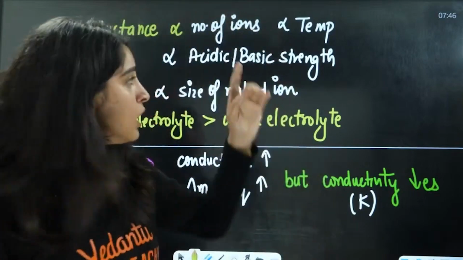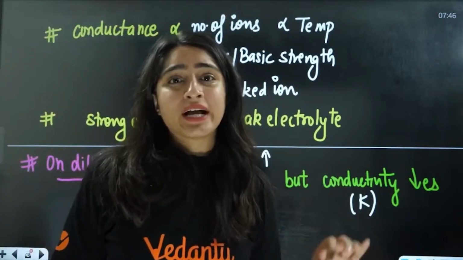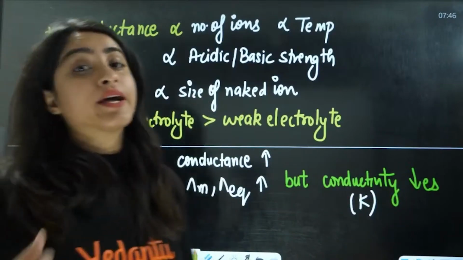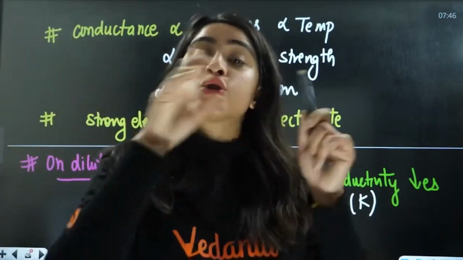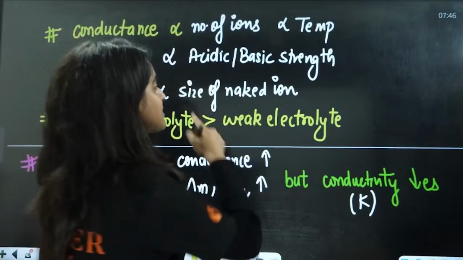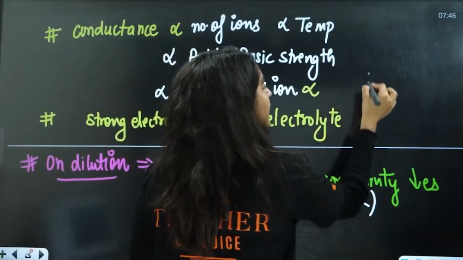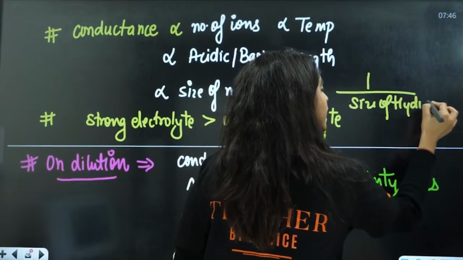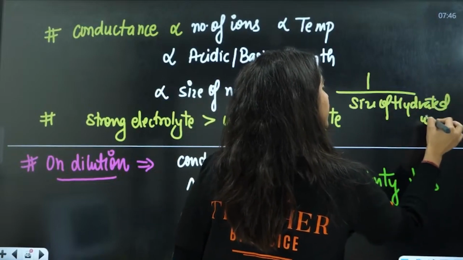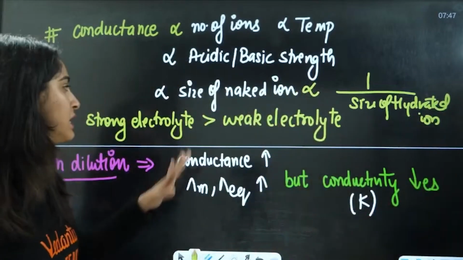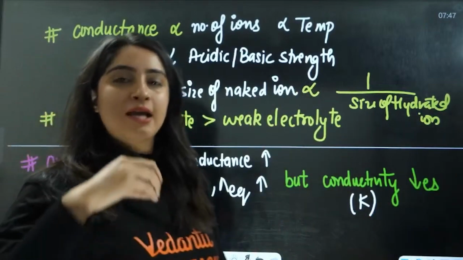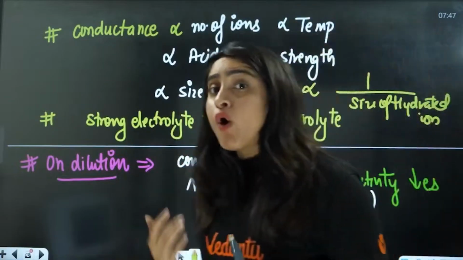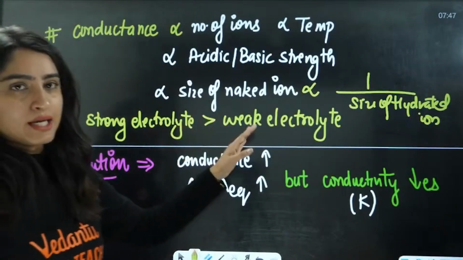The more the basic strength, the more OH negative ions there will be. Size of naked ion means the ion that is not hydrated. Conductance is directly proportional to the size of the naked ion, and inversely proportional to the size of the hydrated ion. A strong electrolyte gives 100% dissociation, which is why it has more conductance compared to a weak electrolyte.